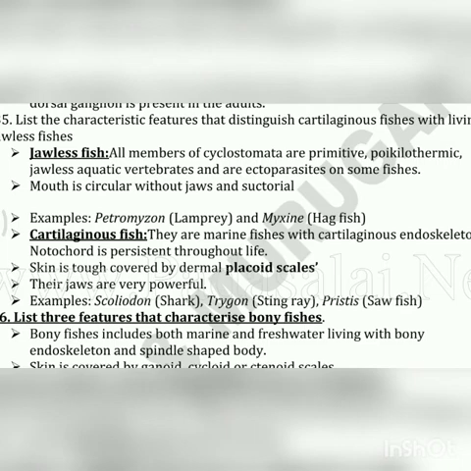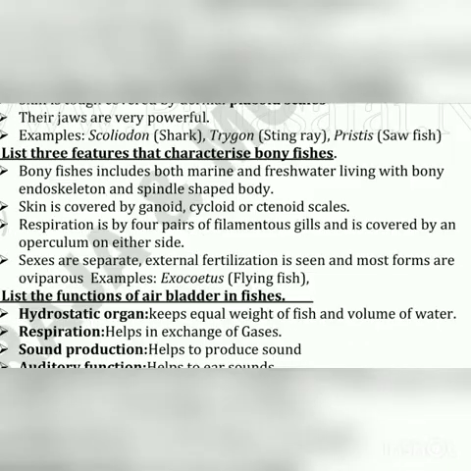Cartilaginous fishes are marine fishes with cartilaginous endoskeleton, and the notochord is persistent throughout their life. Skin is tough, covered by dermal placoid scales. The jaws are very powerful. Examples for this are shark and stingray. Next we move on to the 36th question.